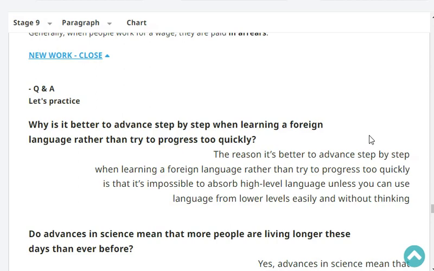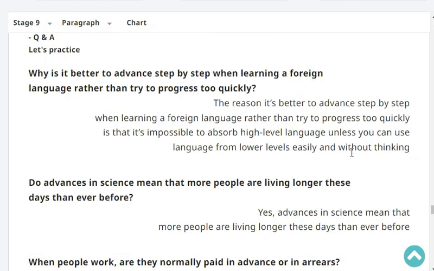The reason it's better to advance step by step when learning a foreign language rather than try to progress too quickly is that it's impossible to absorb high-level language unless you can use language from a lower level easily and without thinking. Very good. Okay, so now let's move on to reading.